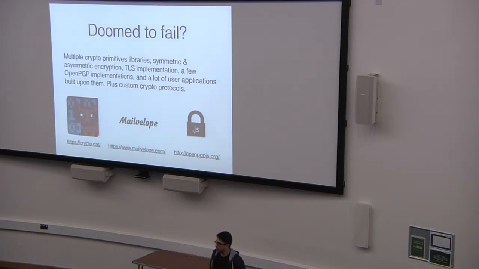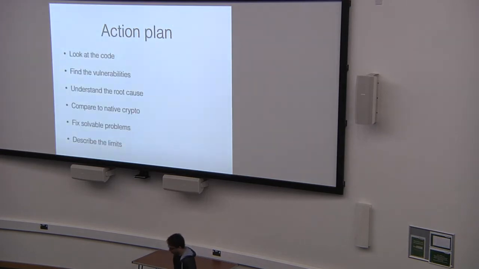From a researcher's point of view, this is an ideal situation because now we can analyze the code that is actually written and look at the vulnerabilities or problems with JavaScript cryptography that are based on real-world scenarios. This is not theory. So I took a look at a few of those libraries, and I decided to take the following approach. First, I would analyze the code of those libraries, find the vulnerabilities that are actually present, not the theoretical ones. Look at the problems that the crypto is actually facing. Understand the root causes of those vulnerabilities that I found. Try to compare the situation to native crypto libraries. Fix what is fixable or propose fixes, and describe the limits of JavaScript cryptography.